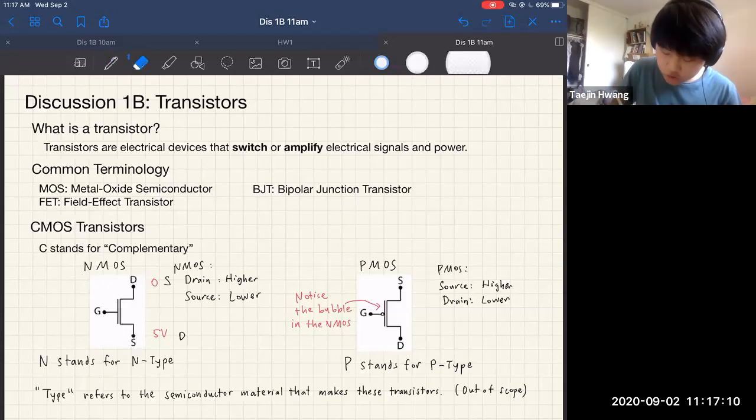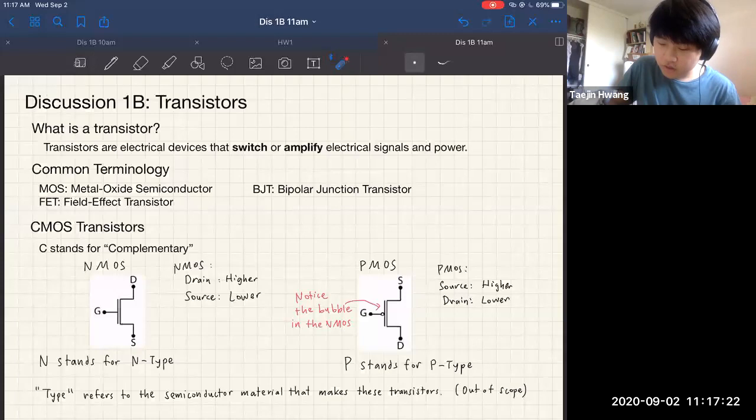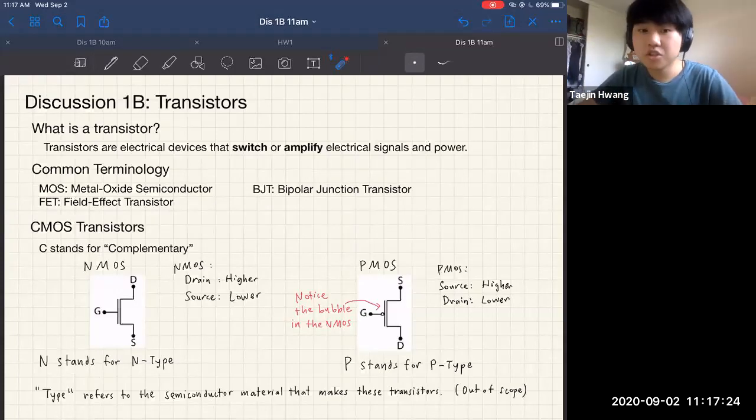So before applying any voltages, it's really ambiguous which side is the drain and which side is the source. But you can always identify which is the drain and source depending on which voltage is higher and lower. Does that help answer the question?